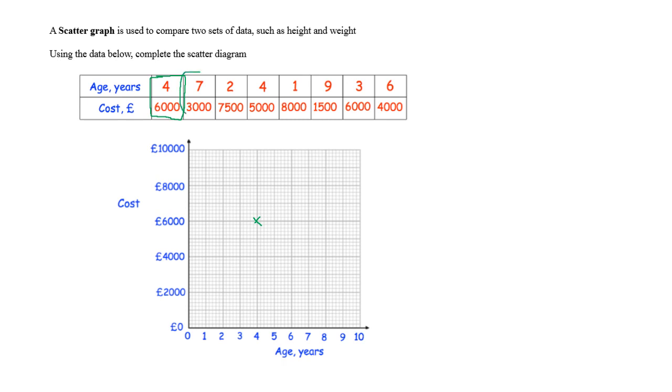We've got one that's 7 years and £3,000, so we'll draw a point there as well. If we do all of that, we end up with a nice series of points which seem to be trending downwards. In general, we can see here, the older the car is, the less it costs.